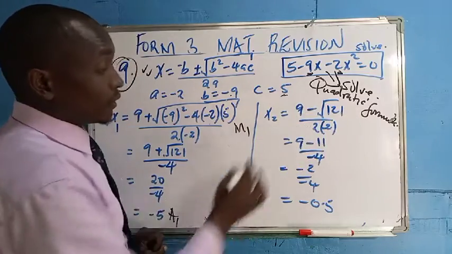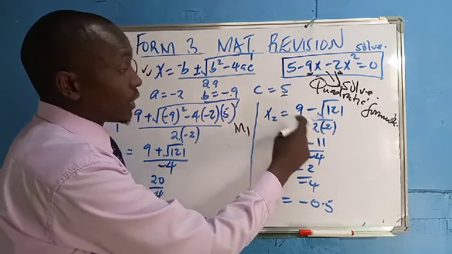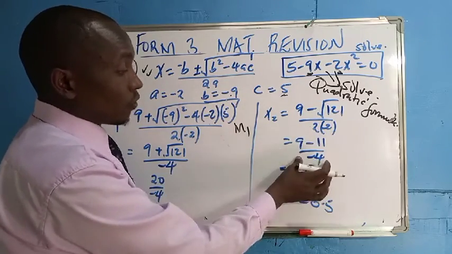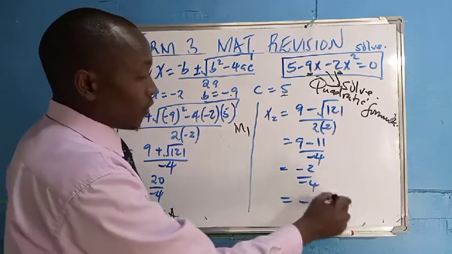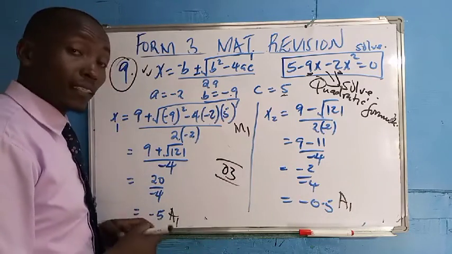Then you do it with the negative. Over here it was positive, now I can do with the negative. The same story. 9 subtract 11, square root of 121 over that. You get -2 over -4, again you get that. So again 3 free marks there, my student.